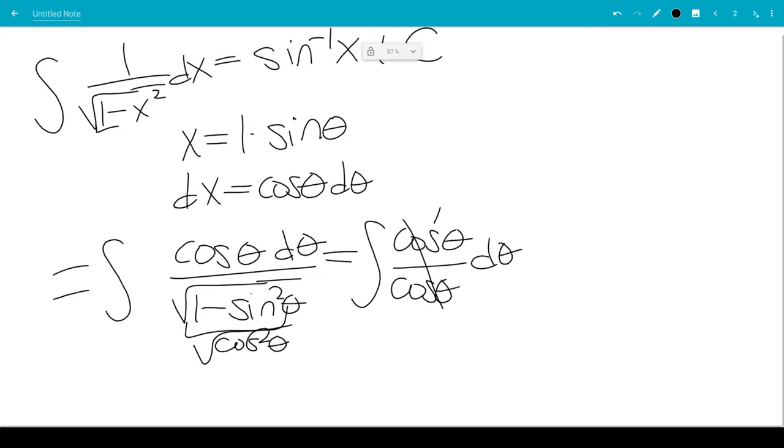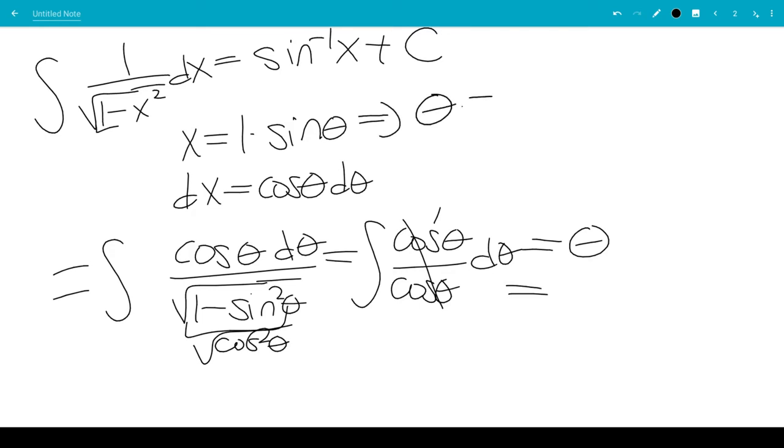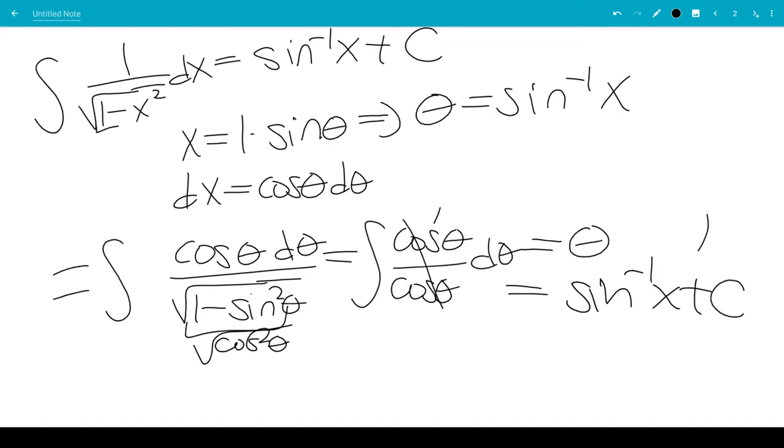So integrating that with respect to theta, you get theta plus c, or solving for theta, theta is inverse sine of x. This will just be inverse sine of x plus c, and that's the same result as before. So that's the end of the video.